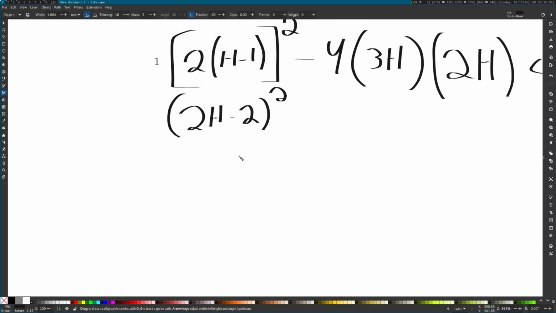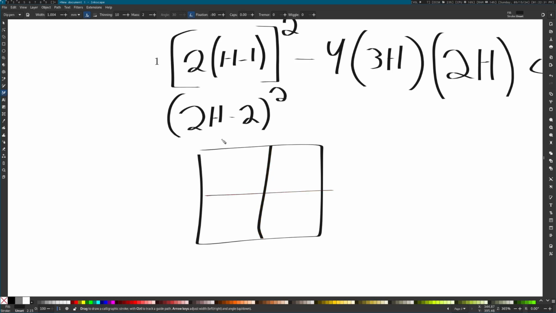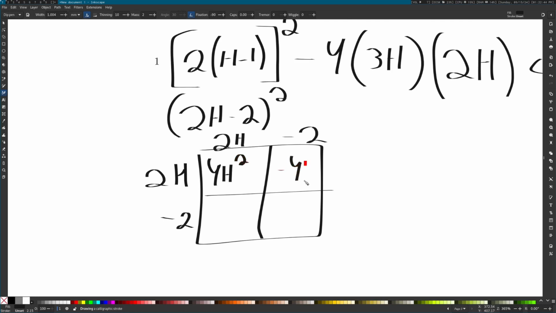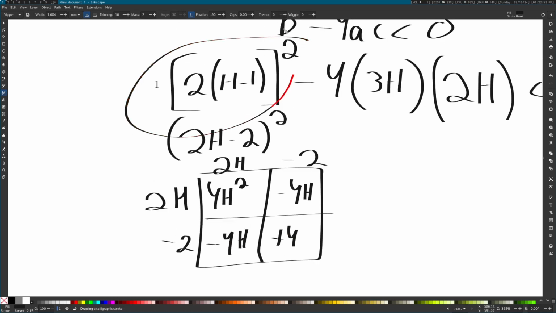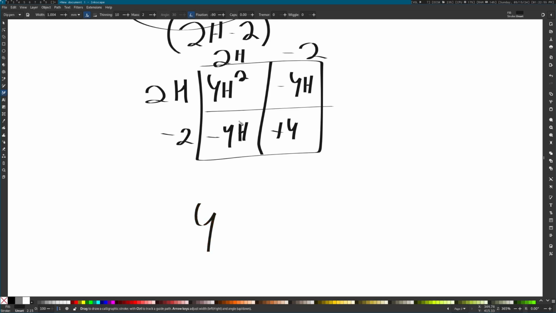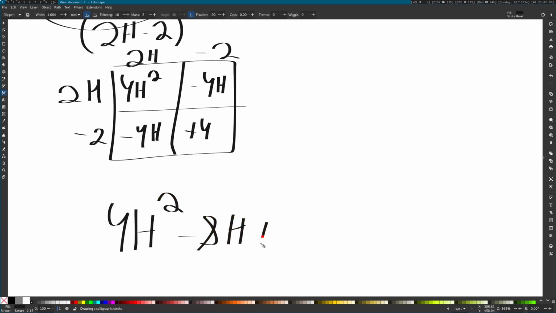If you don't know how to do this right off the bat, you can use an area model like this. Here's what I'll do. 2h minus 2 times 2h minus 2, 4h squared minus 4h minus 4h plus 4. Okay, so this big chunk is adding all of these. 4h squared minus 8h plus 4.